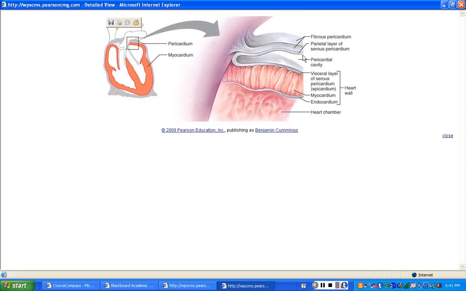You know, your book's throwing that word serous on there. You don't have to use it, but you should know what it means. Do you remember what serous means? It means fluid. Yeah, it makes a thin, watery fluid.